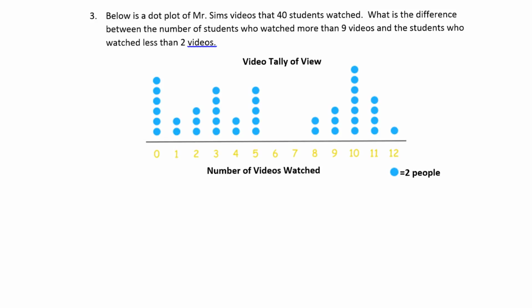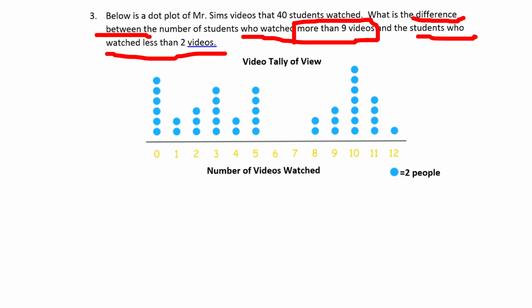It says, what is the difference between... That tells us it's probably going to be something maybe with subtraction, but don't always trust keywords. But in this case, what's the difference between these two things? Could very well be subtraction. What is the difference between the number of students who watched more than 9 videos, that's key, more than 9 videos, and the students who watched less than 2 videos?